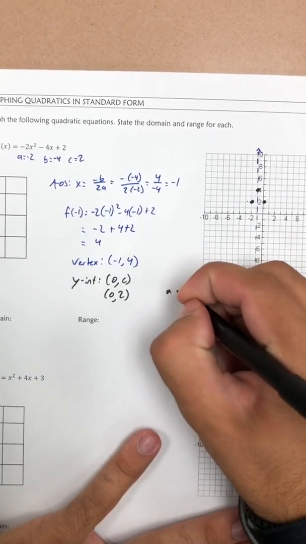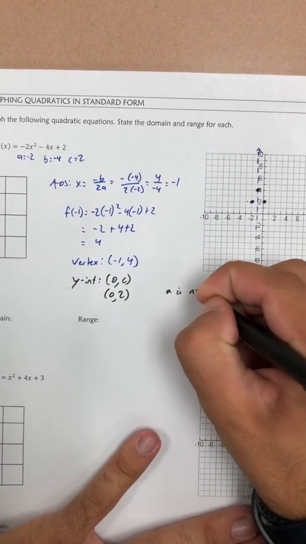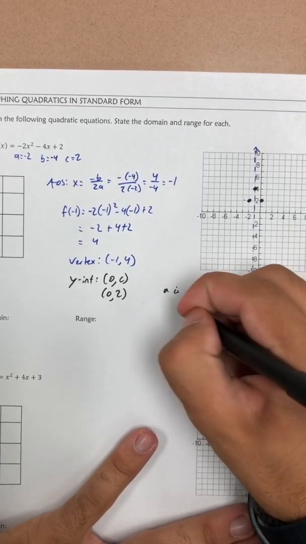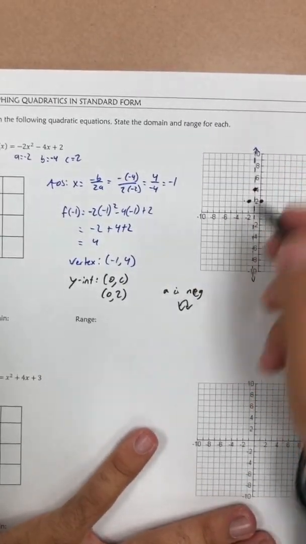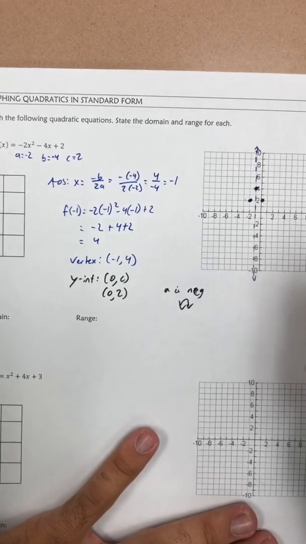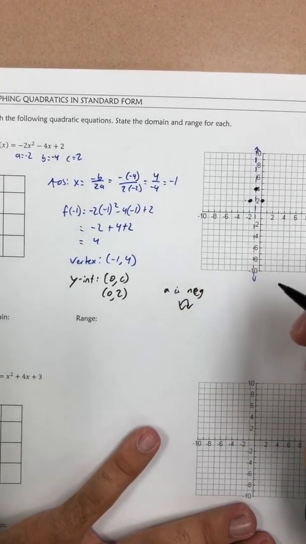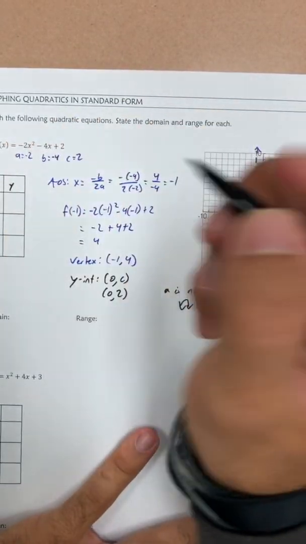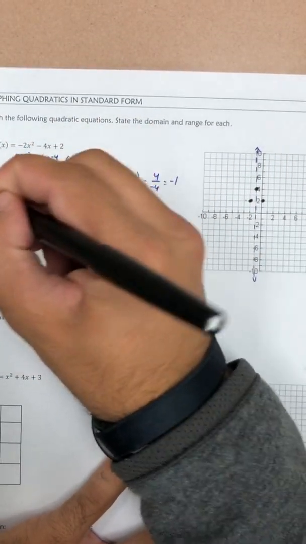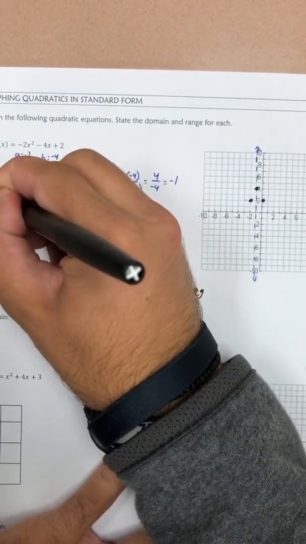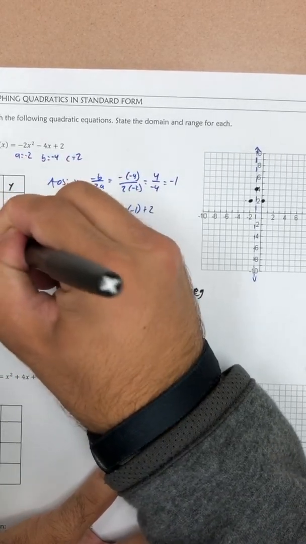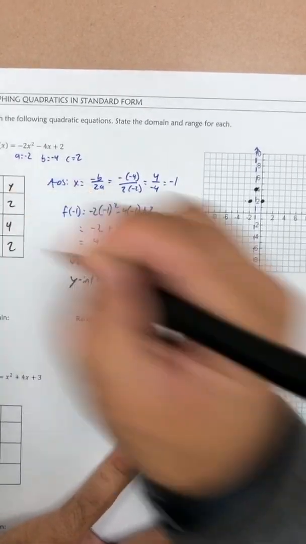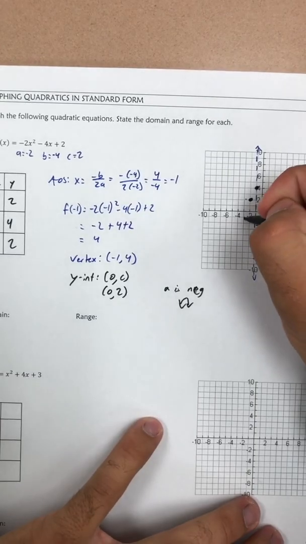Now, my A value is negative. So I should open down, which I do. So I should always be able to check, hey, does it make sense what my graph looks like? My A is negative, I should look down, or flip down. So my points here, -1, 4, 0, 2, -2, 2. And then I just go ahead and graph.